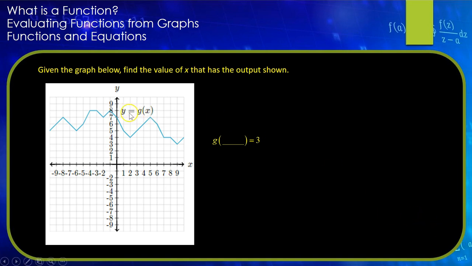Well, here we're given y equals g of x, and now we're looking for when g of blank equals 3. So drawing that horizontal line in, I can see the only spot where it touches this line at 3, where y equals 3, is here when x equals 9. And so that's what goes in here. The x value of 9 makes this function value equal 3.